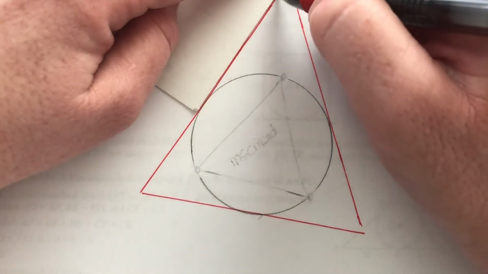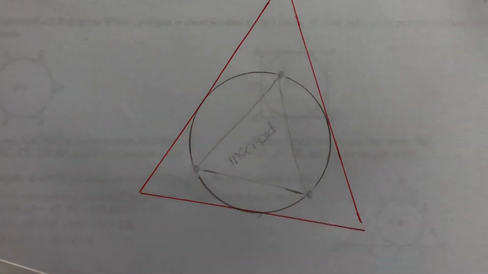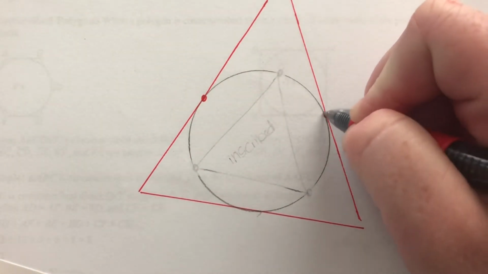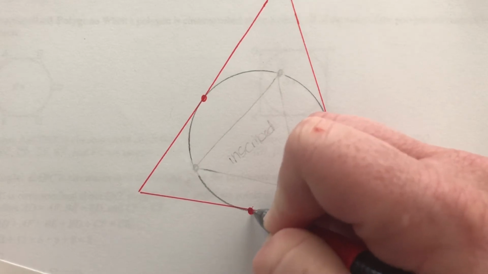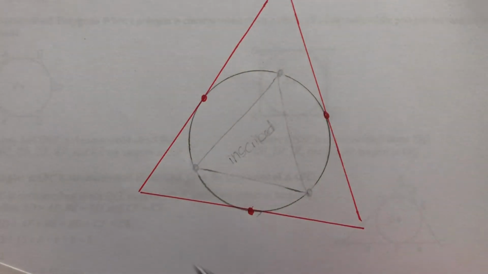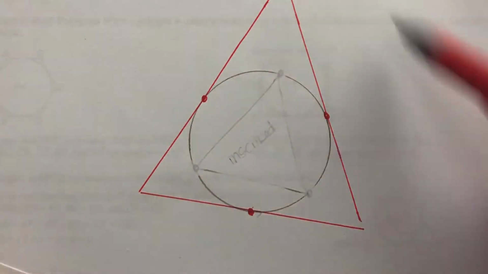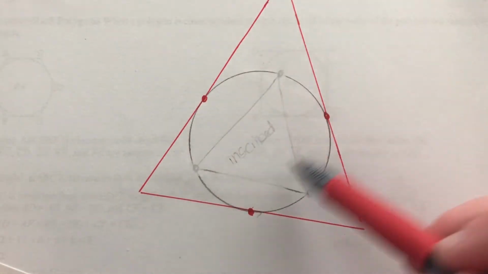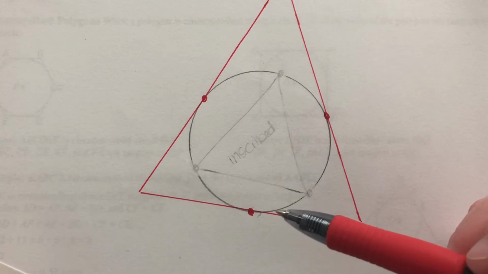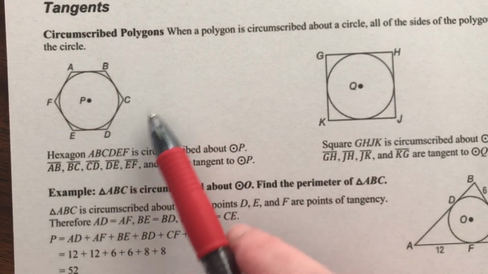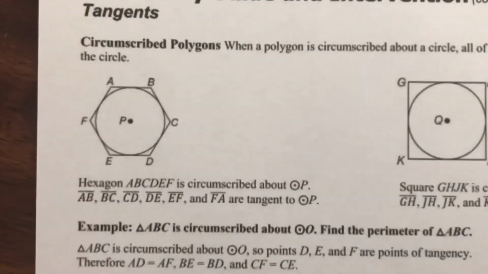So all of the sides of our shape are tangent to the circle, right? The circle is inscribed in this triangle. The triangle is circumscribed around the circle. So the outside shape is circumscribed, the inside shape is inscribed, right? That's what we're talking about. So for this lesson, we have circumscribed polygons, polygons that are going around a circle.